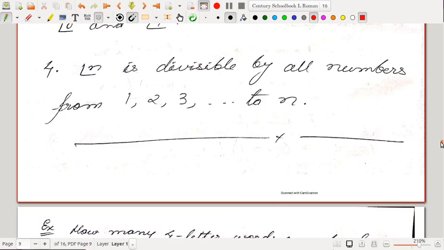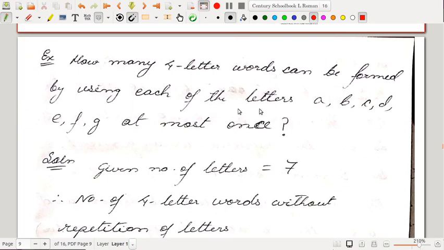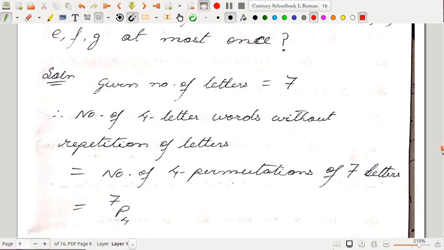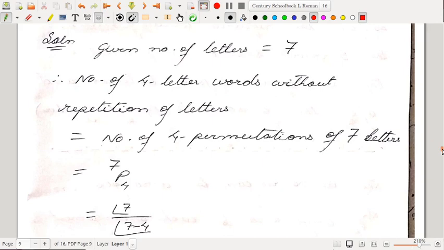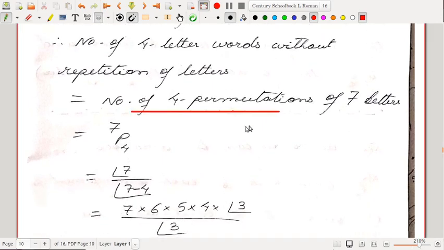Now a simple example: how many 4-letter words can be formed by using each of the letters A, B, C, D, E, F, G at most once? You can use each at most once, that means you cannot repeat. Given the number of letters is 7, the number of 4-letter words without repetition that can be formed is the same as the number of 4-permutations of 7 letters.